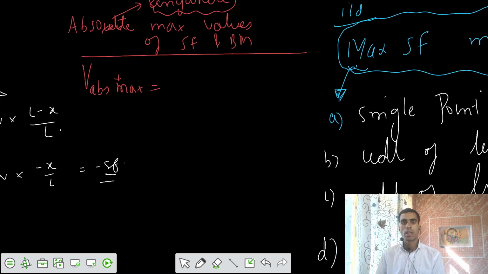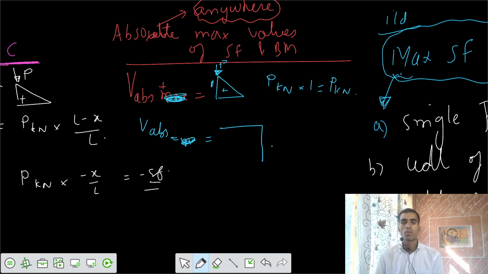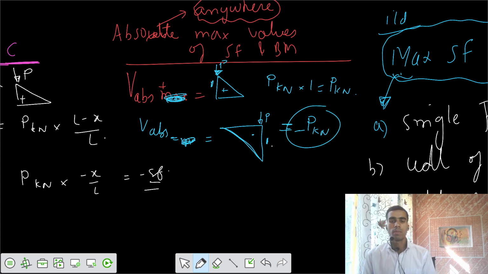Now if you want to calculate the absolute positive shear force, I would say you place the load on the support A itself, and the ordinate is 1, so final load of P kilonewton into 1, that's P kilonewton. And similarly for V absolute negative, maximum means it's talking about absolute. So for V absolute negative, you have this triangle of shear force diagram, such that its ordinate is maximum at the support B, and you place the load here, and you would get a maximum ordinate of minus P kilonewton. Finally you get a negative absolute shear force of minus P kilonewton.